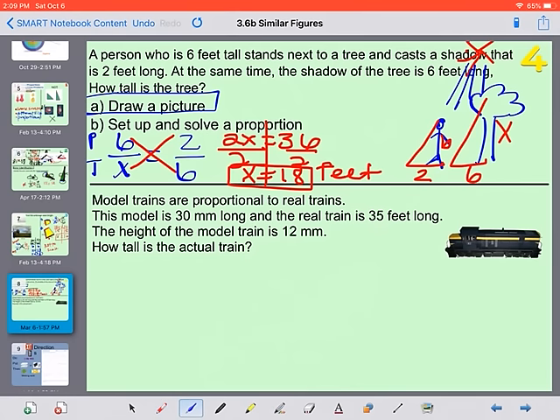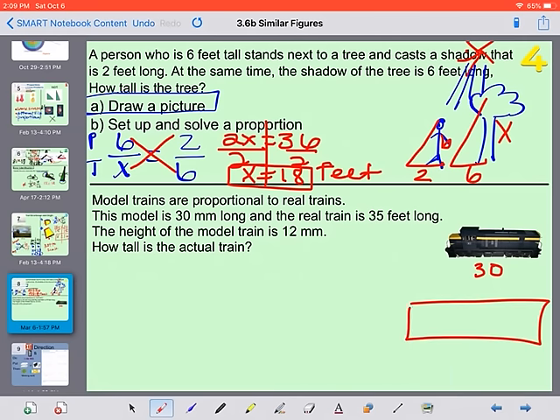Alright, last one. I would like you to try this on your own and then click play to see if you got it right. Model trains are proportional to real trains. This model is 30 millimeters long, so I'm going to make that 30. And the real train is 35 feet long. So here's our real train.